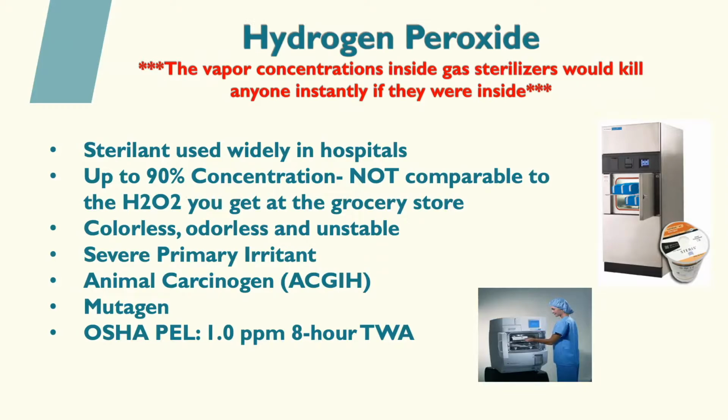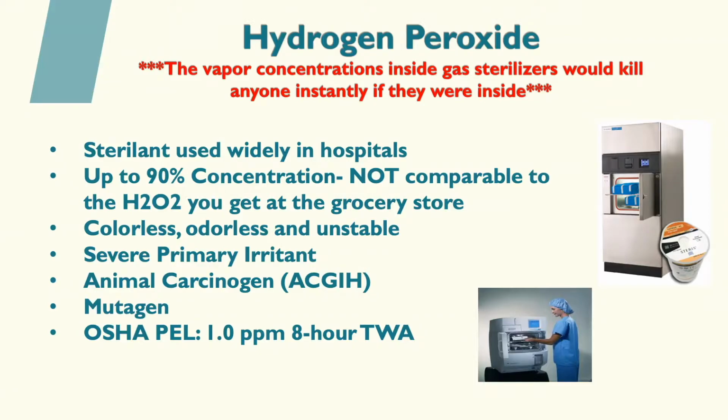Continuing on, it's colorless, it's odorless, and it's unstable. So you can't see it, you can't smell it, and how would you even know if it's present? It's a severe primary irritant. Exposure to hydrogen peroxide takes place through inhalation of damp or mist and through skin or eye contact. It can irritate the eyes, skin, and mucous membranes. Skin exposure causes painful blisters, burns, and skin whitening. Inhalation of vapor can irritate the nose, throat, and lungs, while higher exposures can lead to pulmonary edema, which is a medical emergency caused by a buildup of fluid in your lungs.